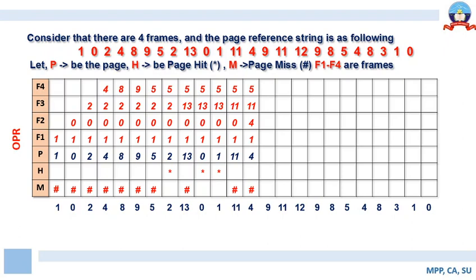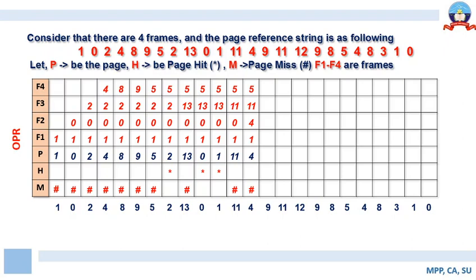After 4 we have a reference to page number 9. Page number 9 is not available in the memory, so we need to load page number 9 into the memory. On closely analyzing the page reference string, you see that there is a close reference to 5, 4 and 1, but there is 11, 5 and 4.